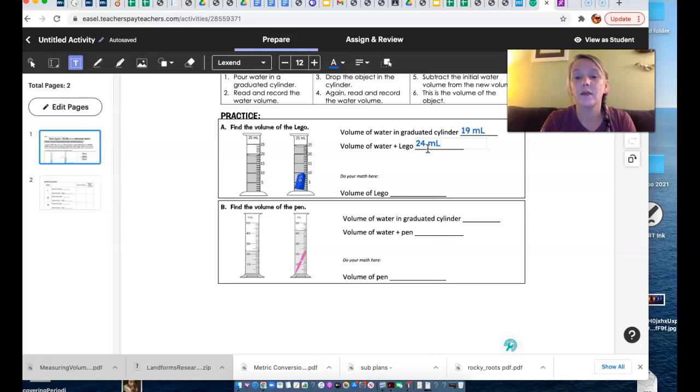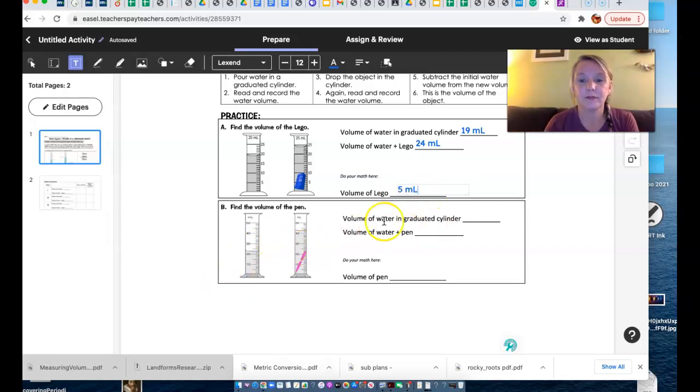Milliliters. All right, so now all we have to do is subtract 19 from 24 is 5, right? 19, 20, 21, 22, 23, 24, yeah, 5. 5 milliliters is the volume of the Lego.